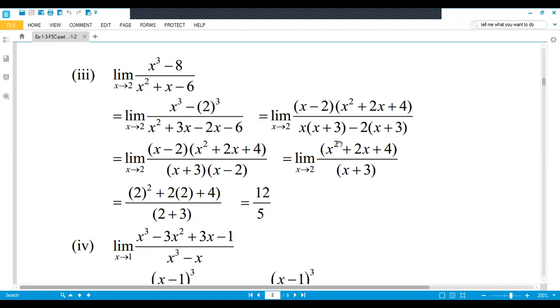Now you apply the limit on the numerator separately and the denominator separately. When you apply it on the numerator, the limit is x approaches 2, so 2 square plus 2 into 2 plus 4, and in the denominator x plus 3, so 2 plus 3. So 2 twos are 4, 2 twos are 4. So 4 plus 4 is 8, 8 plus 4 is 12, and 3 plus 2 is 5. So in this question, what you did: in the numerator you applied the formula a cube minus b cube, and with this formula you factorized it. 8 is a perfect cube of 2.